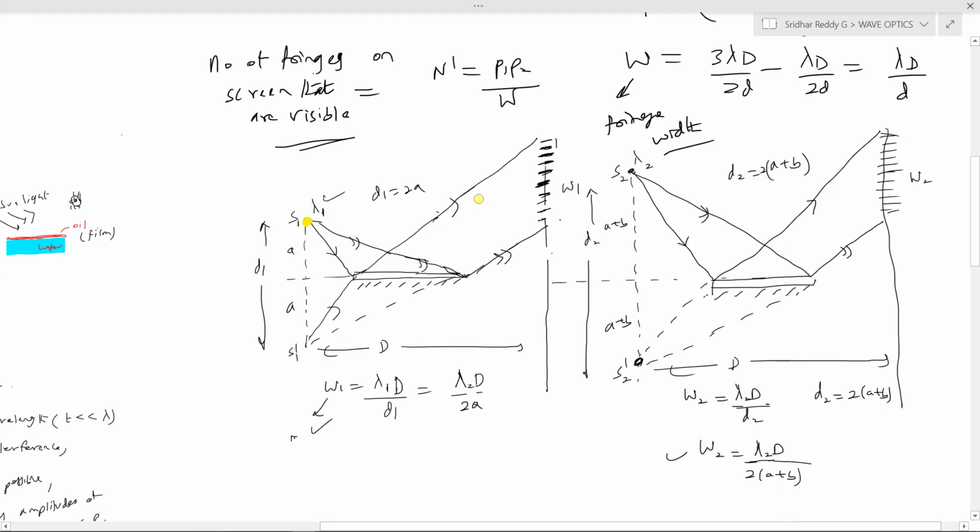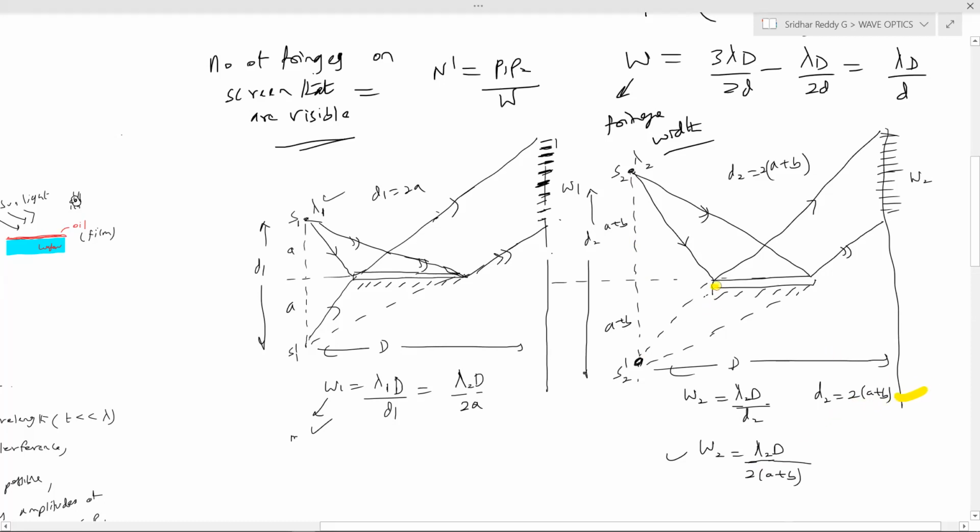So I'll do the experiment and let the source be at a distance a from this mirror. Then the W1 fringe width equals lambda 1 capital D by D1. What is D1? D1 should be the sum of these two distances, equal to 2a. Next, again, I'll take another source at a distance a plus b. Then what should D2 be equal to? Object distance should be equal to image distance, so D2 equals 2a plus b.